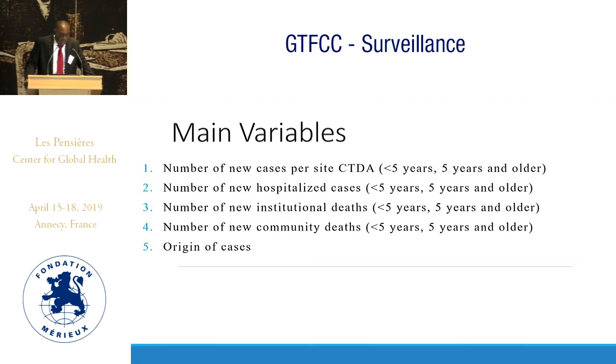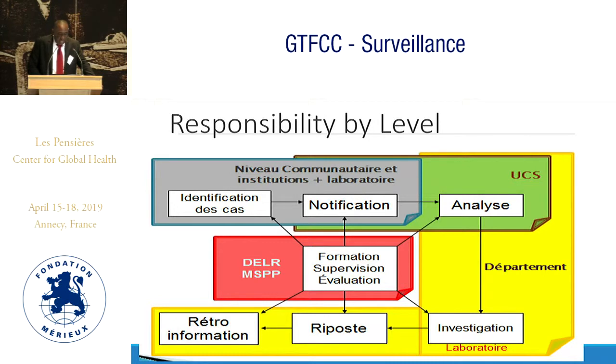And then the main variables: the number of new cases per site in the CTDA, the Center for Treatment of Acute Diarrhea, under 5 years and 5 years and older. The number of new hospitalized cases under 5 years and 5 years and older. The number of new institutional deaths, under 5 years and 5 years and older. The number of new community deaths, under 5 years and 5 years and older. And the origin of cases.